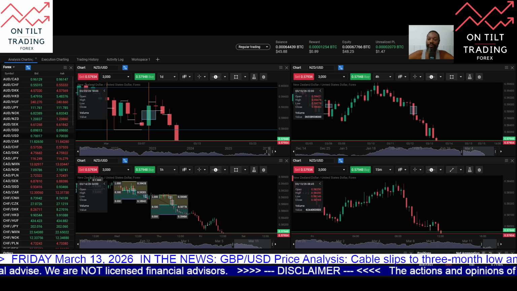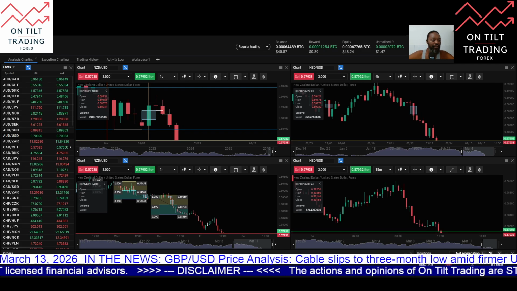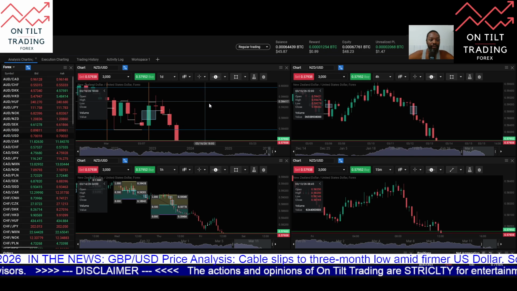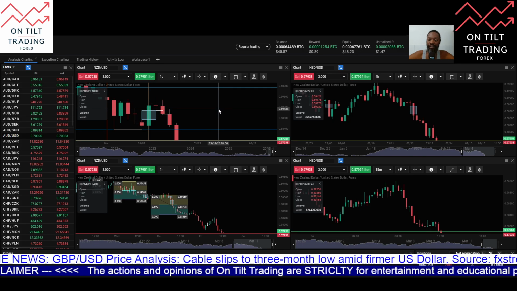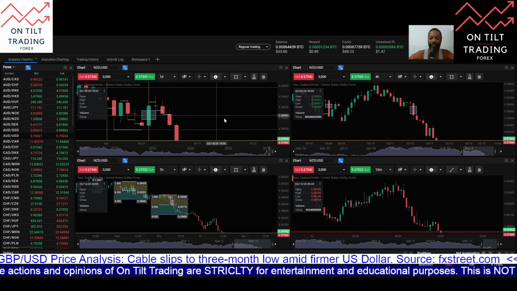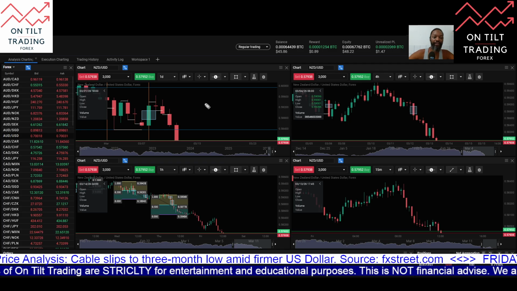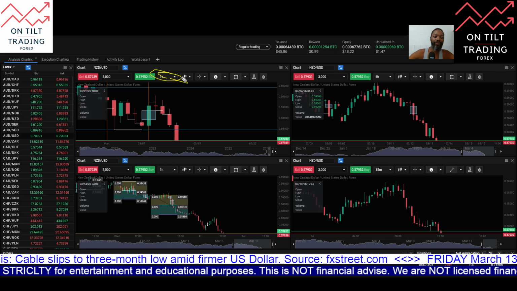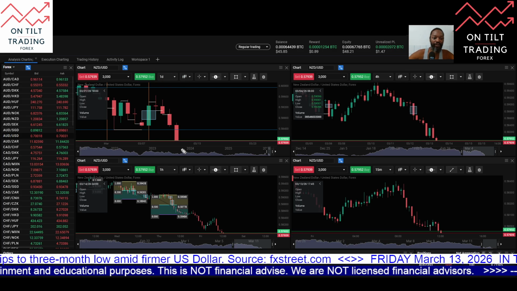I'm currently short in Aussie dollar, but I want to go over my trades on Kiwi dollar, pound dollar, and euro dollar for some liquidity breakdown here. Let's start here on the daily chart on Kiwi dollar.